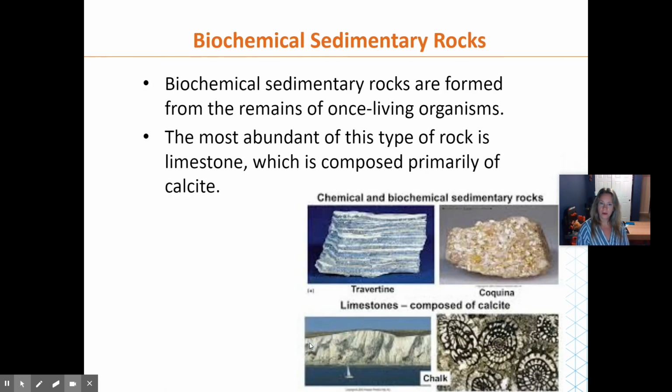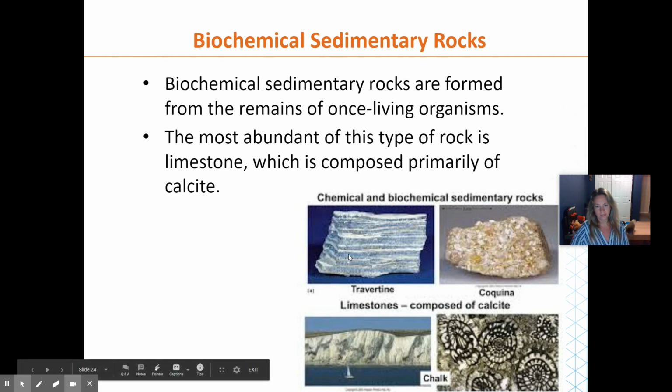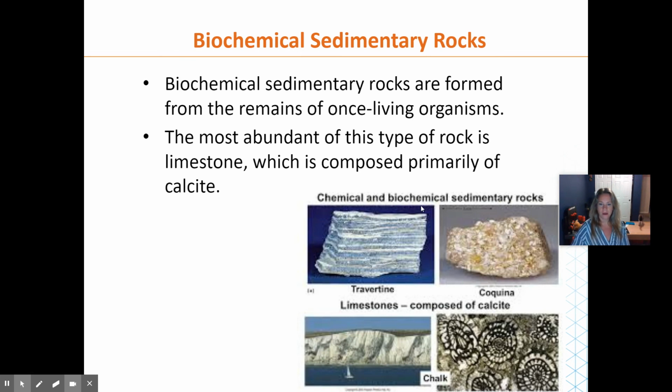All right, so just a few more things. There's biochemical rock. That is when you've got something that used to be living, but it's also a rock. Travertine is a great example. Travertine is similar to an evaporite, except it's made from shelled creatures. So it's limestone basically dissolved and then layered. And then we've got this coquina, and that's made from shells.